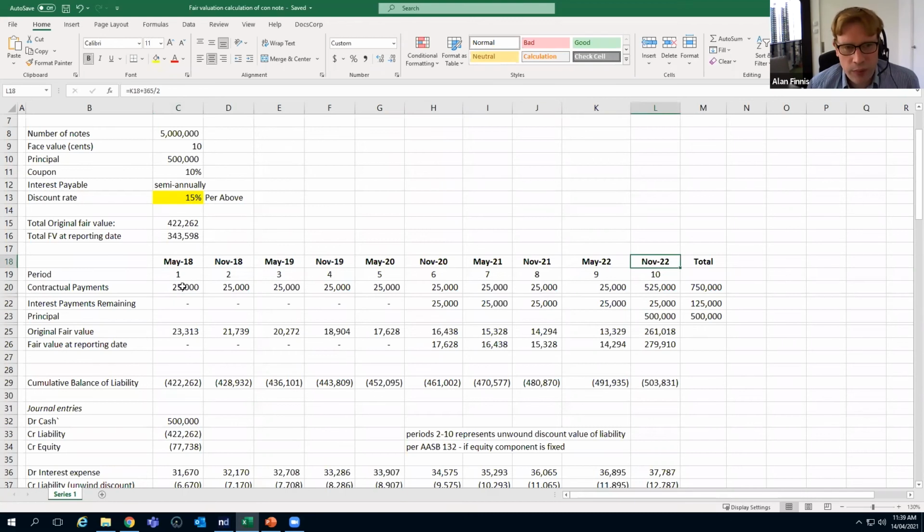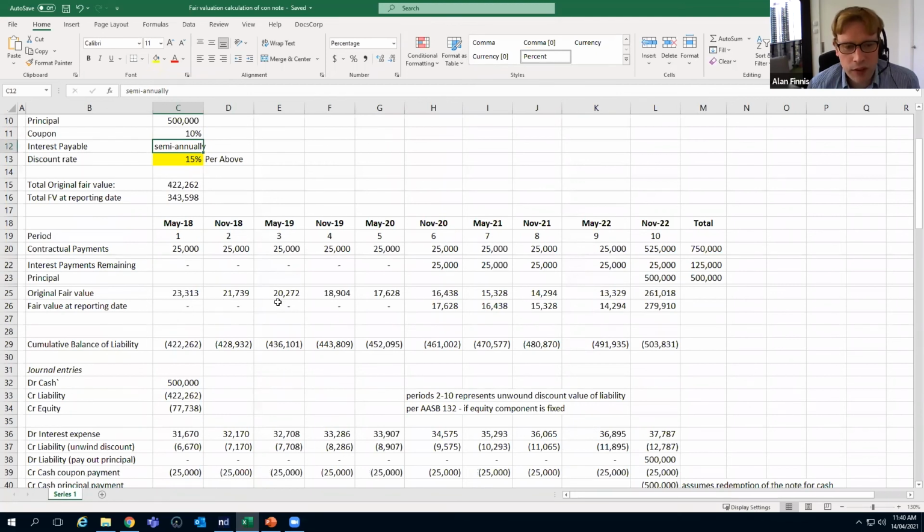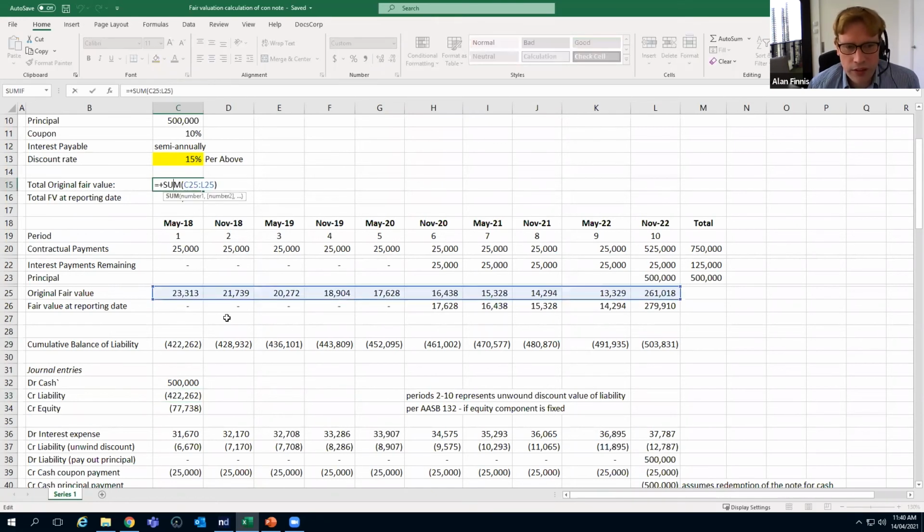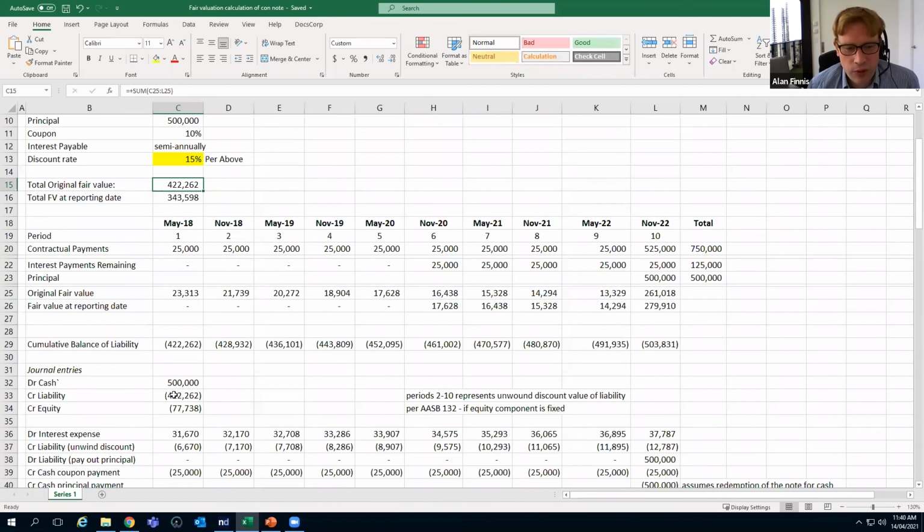We've got contractual payments of 25k every 6 months, which is effectively 10% of the principal divided by 2, because we're paid semi-annually. And then effectively what we've done is we've calculated the value of our equity, so the value of our liability. We've come down here with a 422 as our liability, which is calculated basically as the discounted cash flow of all our coupon payments and then our principal and coupon in the final period. So once we calculate our liability, the difference there is our equity amount.